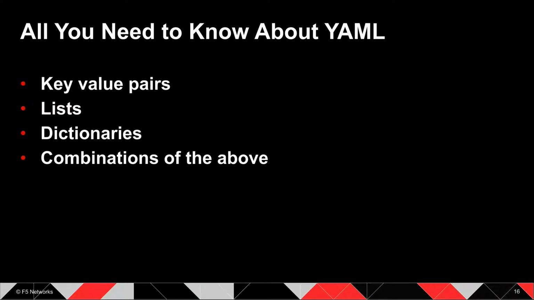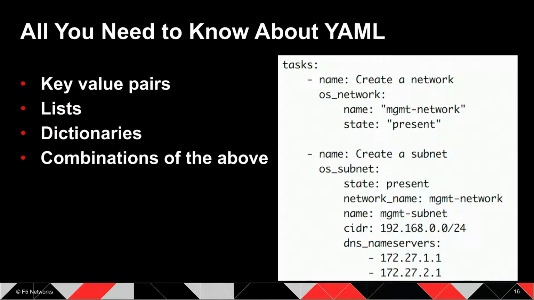Now the final one here, I said there were three, and technically there are. That's because the final one is combinations of the above. So here's an example of using all of these different things within a task list in Ansible. We have tasks up here, which itself is a list, and we can know that because the items underneath it are moved over and they start with a hyphen. And each one of these items in here is itself a dictionary. So this is one dictionary here that has a key name and a key OS network, and OS network itself is a dictionary that has a key of name and a key of state. This one down here, key value, down to list, and now we have a list of items, okay?